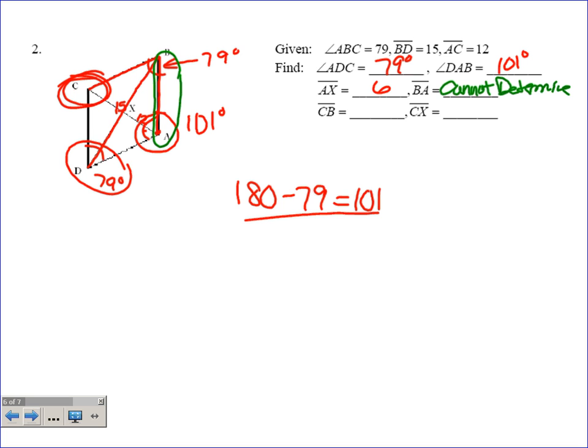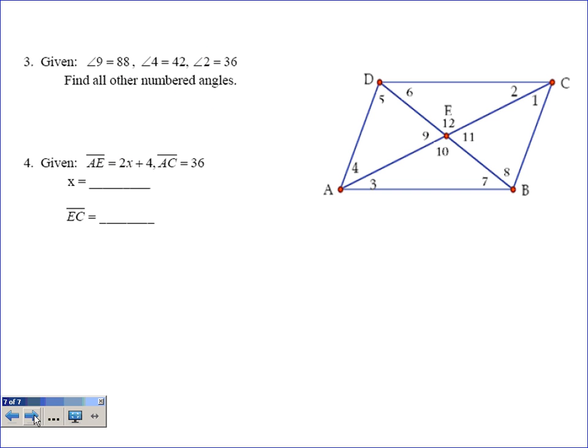How long is CB? Can we figure this part out? No. What about CX? Yeah. How long is CX? It's 6. But why? Tell me a reason why. Parallelogram diagonals conjecture. That's it. That's the reason why. Okay. Number 3.